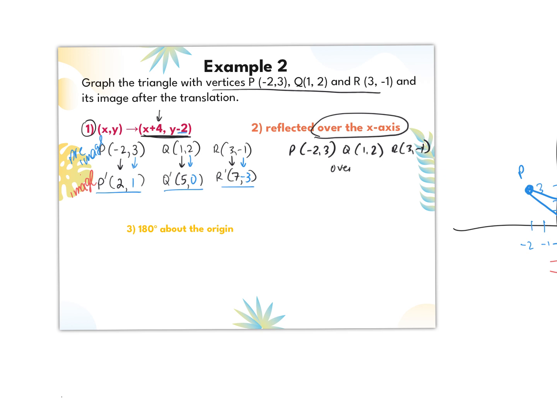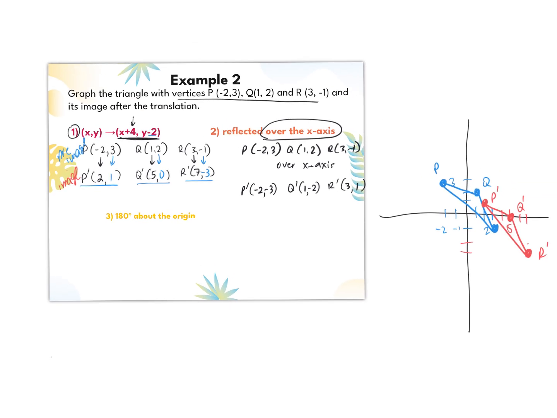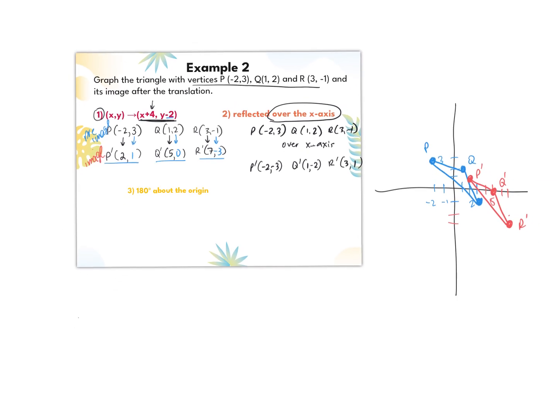Again, over the x-axis. That means, if you remember the formula, your P prime, your Q prime, and your R prime are going to be based on changing something there. When you reflect over the x-axis, your x value stays the same for all of them. Your y value becomes the opposite. So instead of plus 3, it's minus 3. Instead of plus 2, it's minus 2. And instead of minus 1, it's a plus 1. And so those are the coordinates of my image after the reflection. So again, I'm going to come over to here.